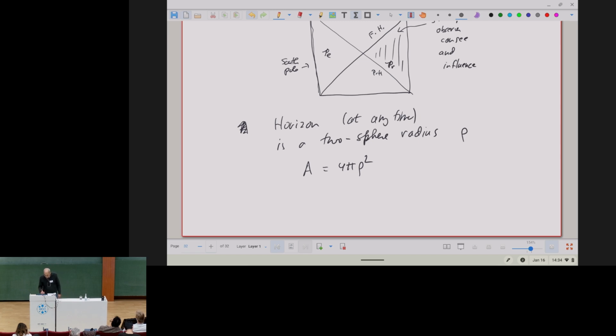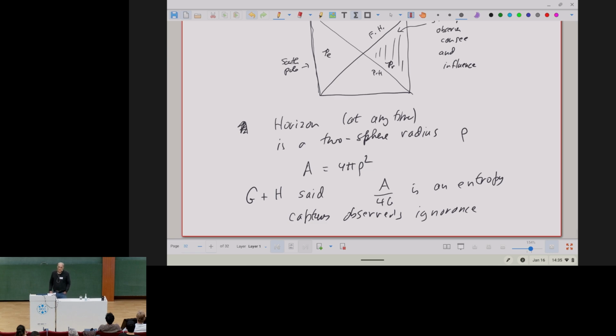So Gibbons and Hawking said, and this is only a couple of years after the original work on black hole thermodynamics, that again, A over 4G is an entropy that captures the observer's lack of knowledge of what's beyond the horizon. It captures the observer's ignorance. Now, in contrast to the black hole, here I really had to talk about an observer, because the horizon was defined relative to an observer and depended on the observer.